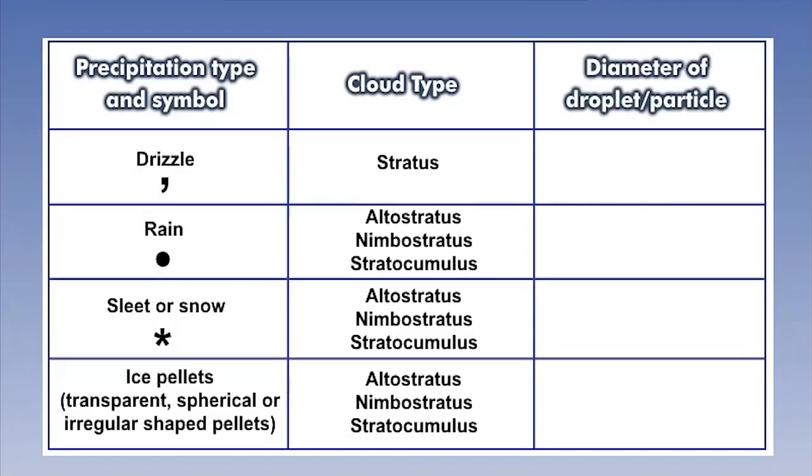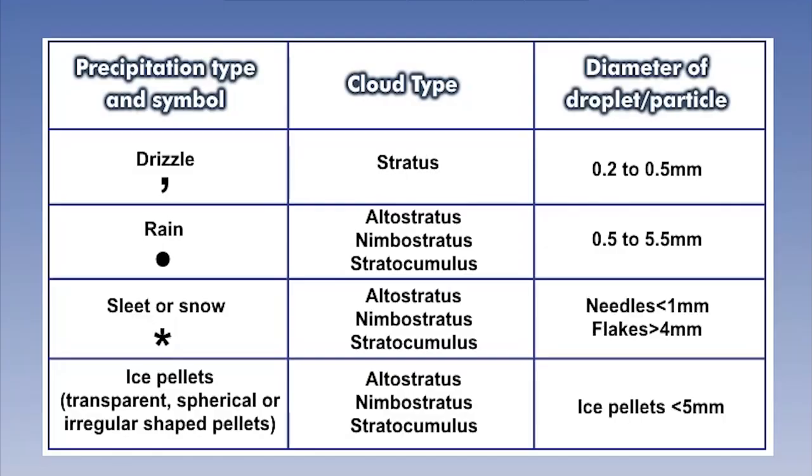Also on this table, we see the diameter of the individual particles that make up the various types of precipitation. So, for example, drizzle droplets have a diameter of between 0.2 and 0.5 millimeters, rain 0.5 to 5.5 millimeters, individual snow needles and ice pellets have a diameter of less than 5 millimeters.